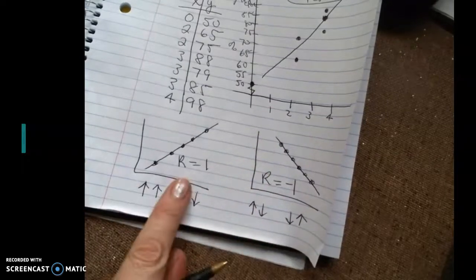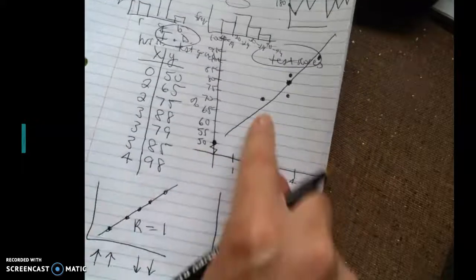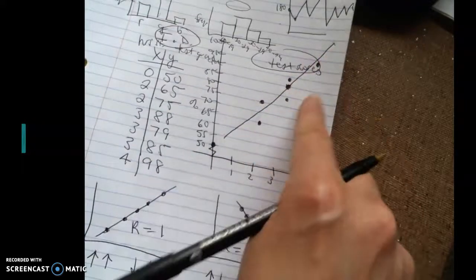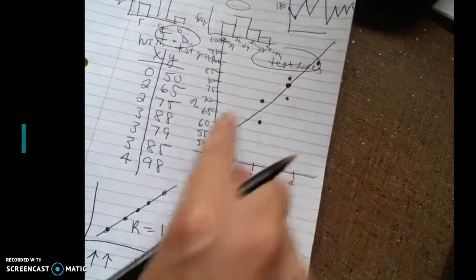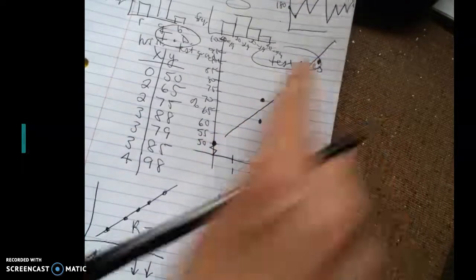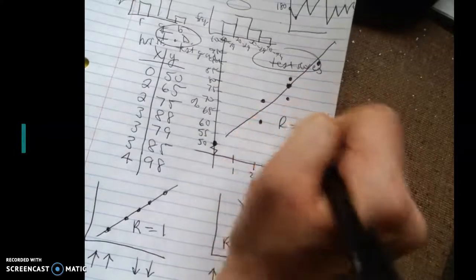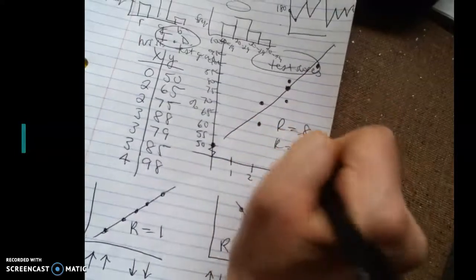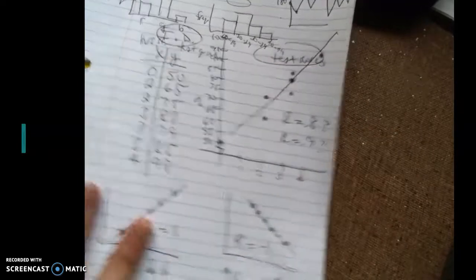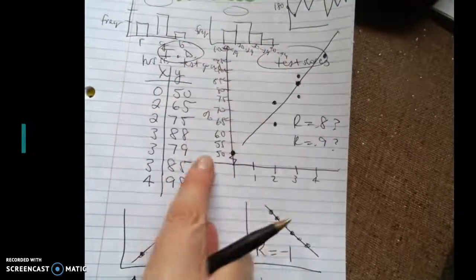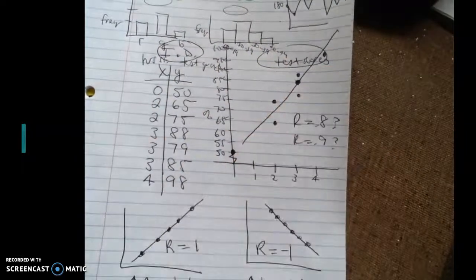Okay. Now, real life is never perfect. So sometimes things are on the line, sometimes they're not, but it's a general trend. So this would be R is a positive 1. This is a pretty good correlation. So it might be R equals, I don't know, 0.8, maybe R equals 0.9. But we're going to use Desmos to find it exactly. And then Desmos will help us write an equation of that line, which is really cool.